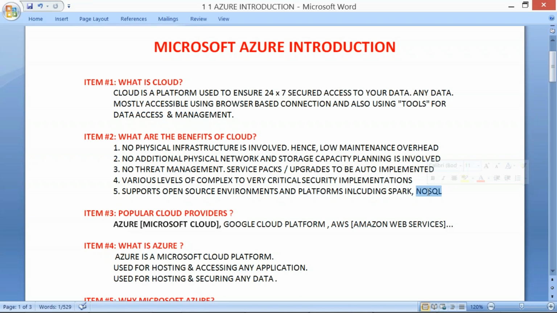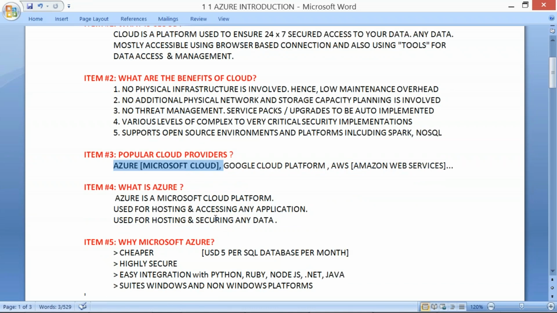And we have different providers, like we have Azure from Microsoft, we have GCP, Google Cloud Platform, and we have AWS, Amazon Web Services, and so on. Let's choose to go with the Azure Microsoft Cloud environment. And it is a remote hosting and data access platform, remote hosting and application access platform. Both applications and data can be accessible.